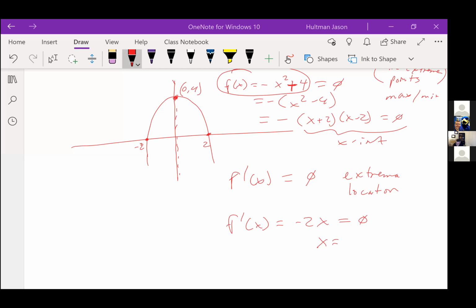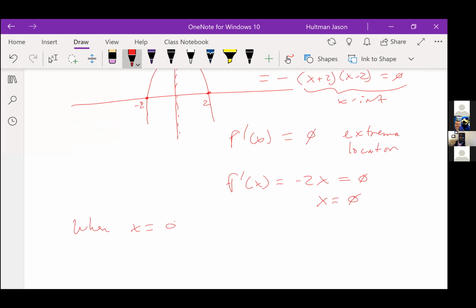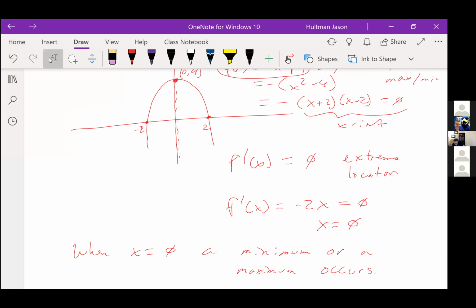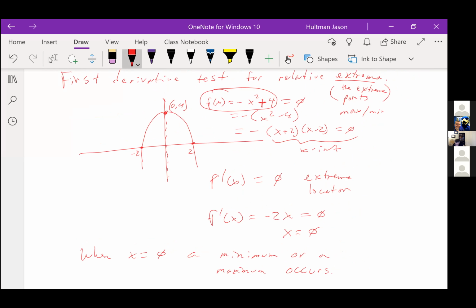So yes, x is equal to 0. Okay, so what does that tell me? That tells me that when x equals 0, a minimum or a max occurs. Now, is this true? Did a minimum value or a maximum value occur when x equals 0? Yes. It was the vertex, right? The vertex, which is the highest point here, occurred.